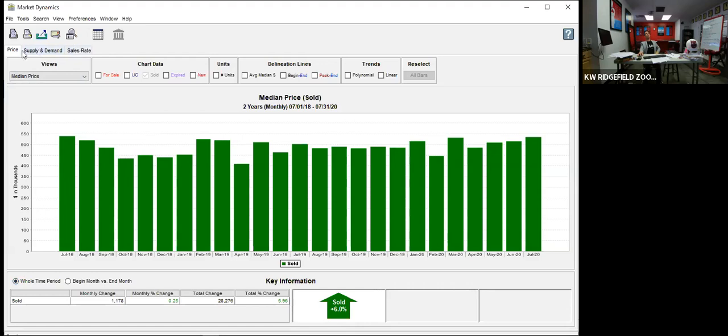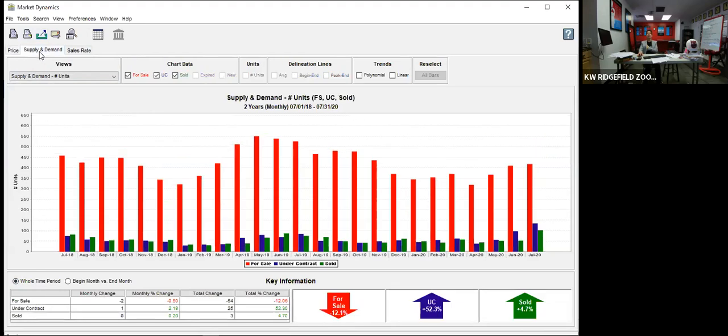You see these 3 tabs. You have price, which is what you're in. You're in the price tab now, again, because that's the default. You have the supply and demand tab, and you have the sales rate tab. Of these 3, where do you think the supply and demand chart might live? Right, in the supply and demand tab. So you're going to first check whole time period down here, then come up here and say supply and demand.